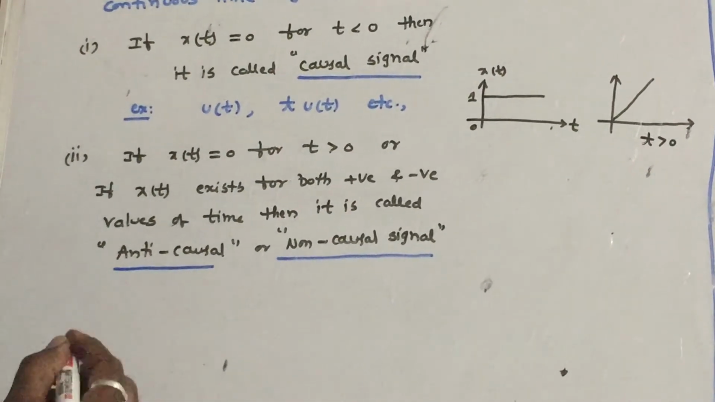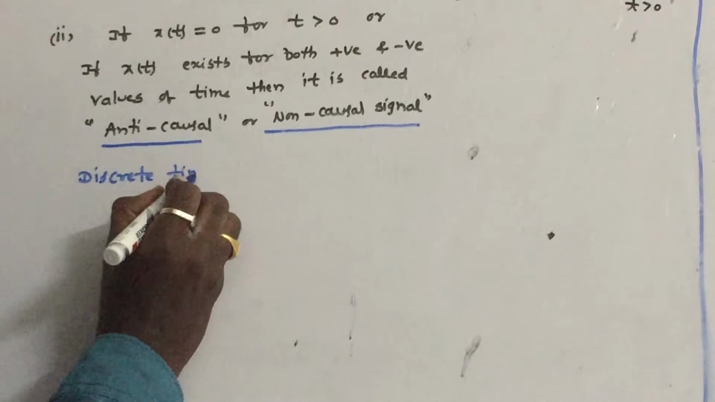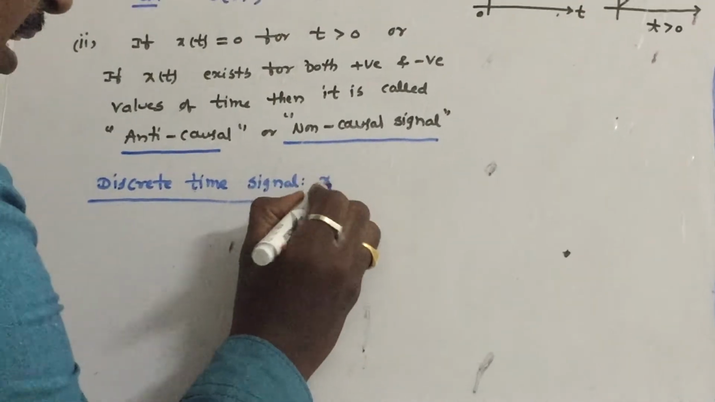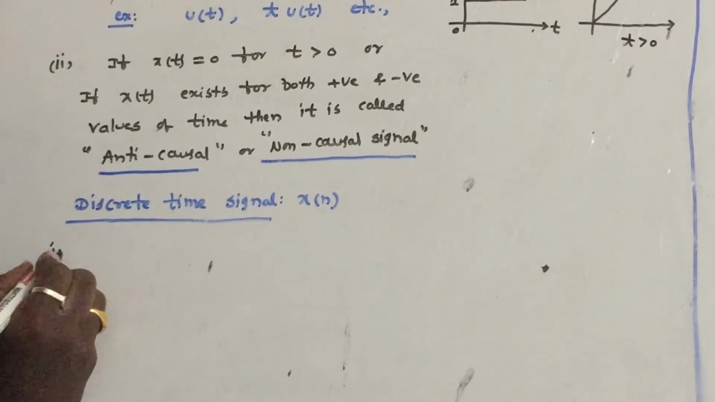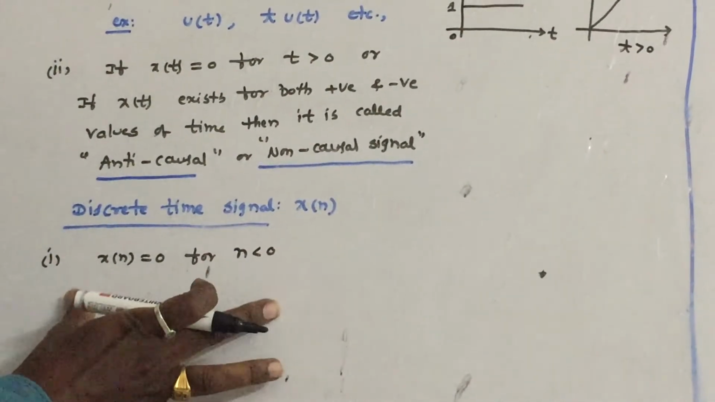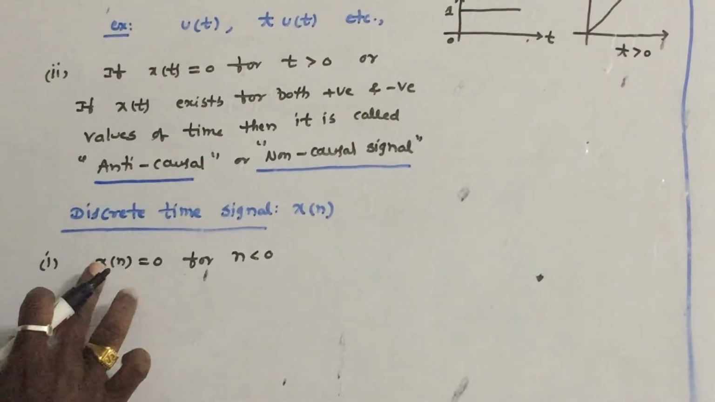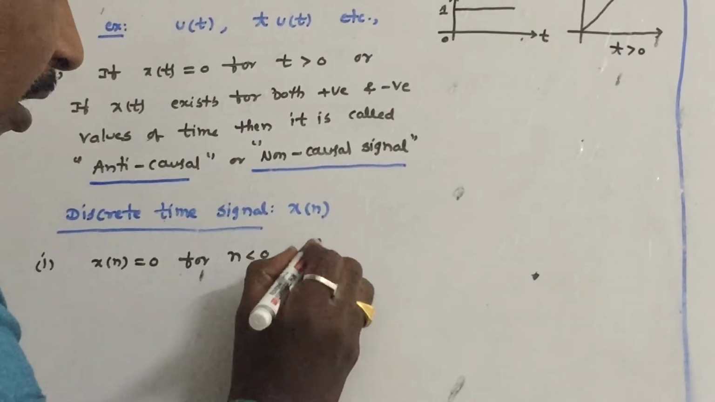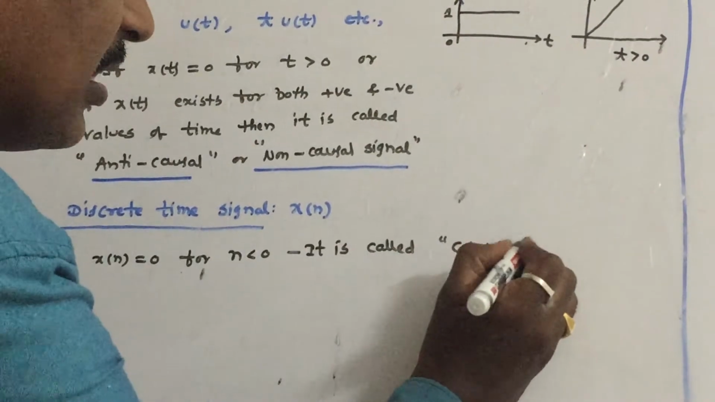Similarly, let us state the definition for discrete time signal in the similar manner. What is discrete time signal? It is represented with x of n. See, number 1, if x of n is equal to 0 for n less than 0. What is the meaning of this equation? That means x of n exists only for positive values of n, and x of n is equal to 0 for negative values of n. Therefore if x of n is equal to 0 for n less than 0, it is called causal signal.